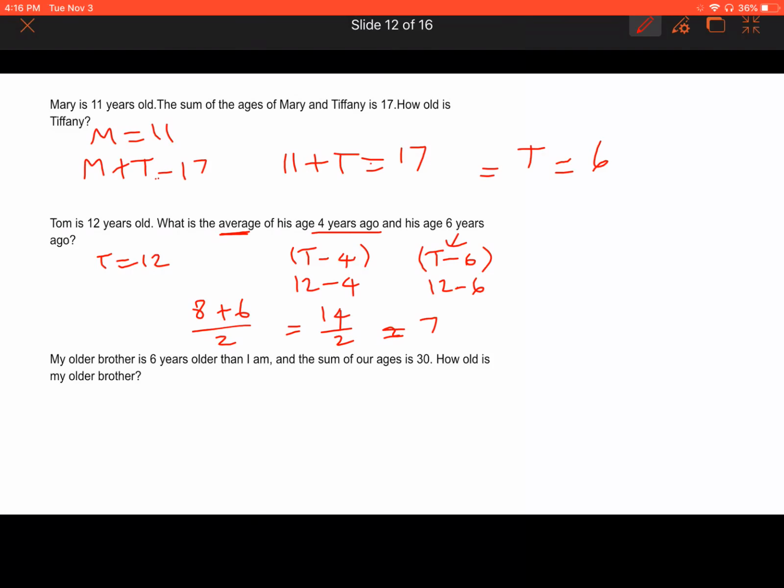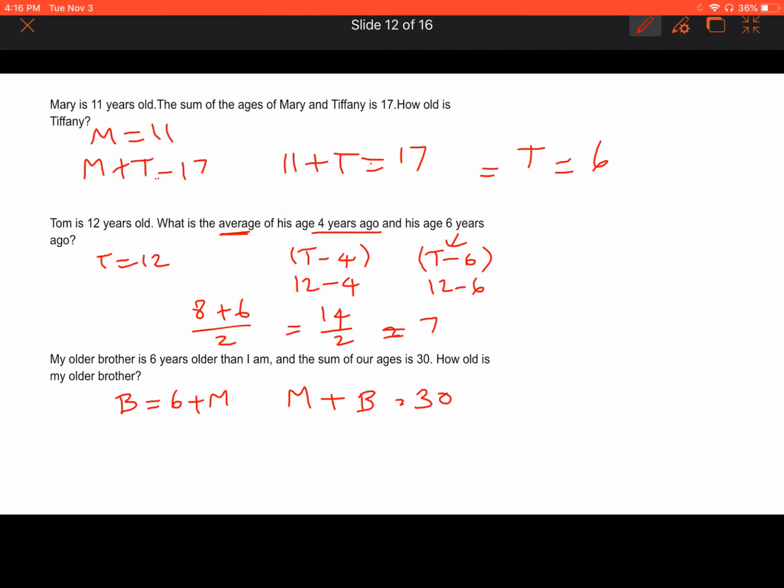My older brother is 6 years older than I am. So there are two people involved. One is the brother, the other one is me. So the older brother's age is 6 years older, that means 6 plus my age. And then the sum of our ages, my age and my brother's age, is going to be 30. How old is my older brother?